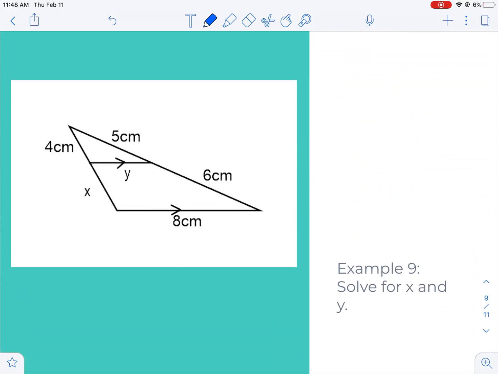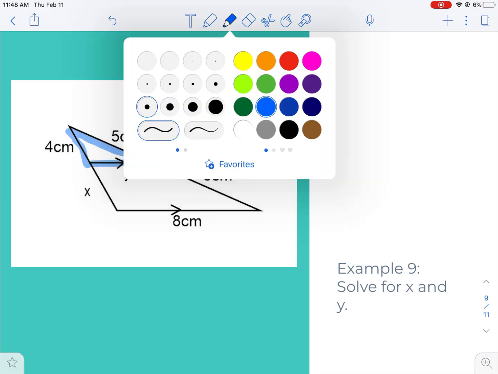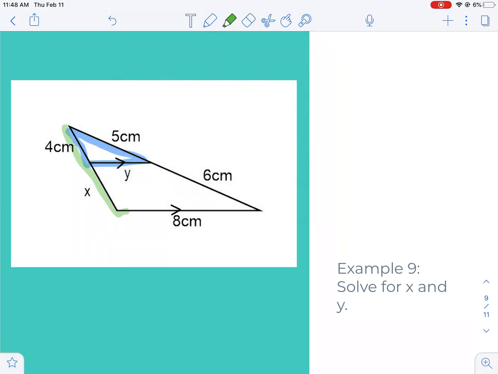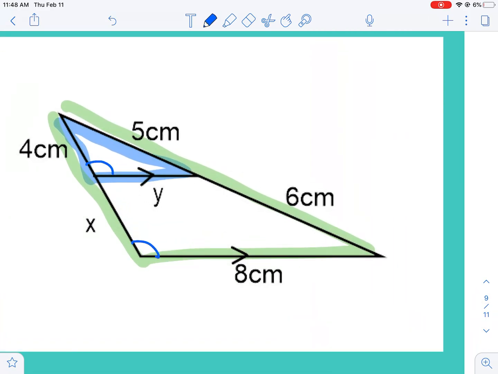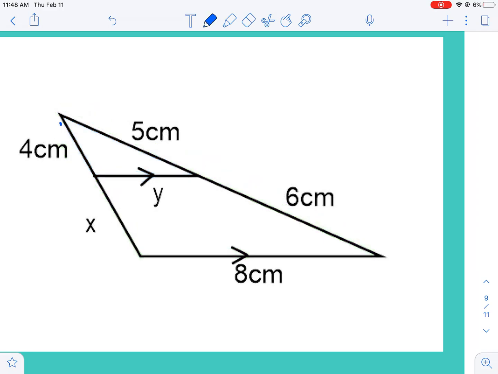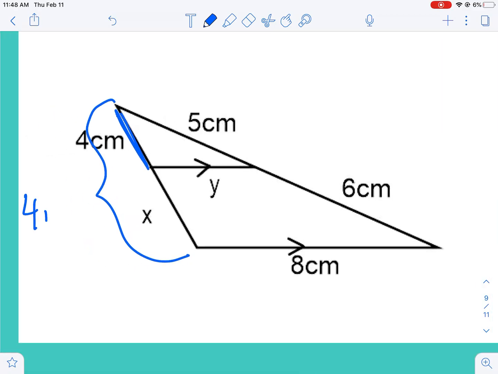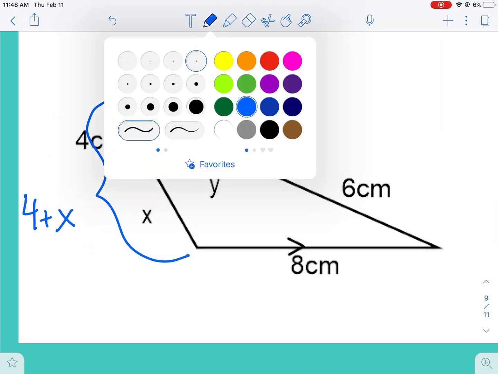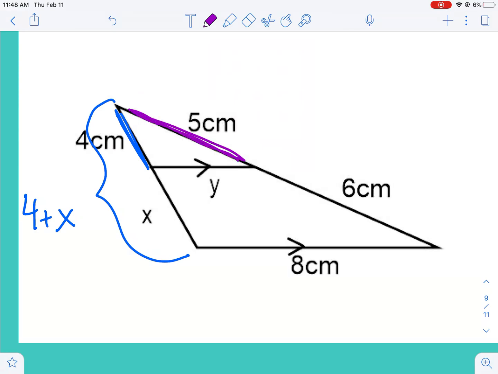On my next example, solving for x and y, I've got a smaller triangle here, and it's going to be similar to this triangle here because I've got the parallel lines. So I know this angle and this angle match up, and then they both have that angle. So I've got angle-angle similarity. This means that 4 corresponds to 4 plus x in the same way that 5 corresponds to 11.